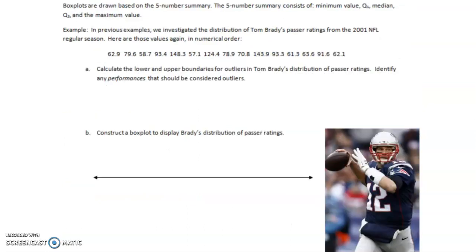Box plots are drawn based on the 5-number summary. The 5-number summary consists of the minimum value, Q1, median, Q3, and maximum.